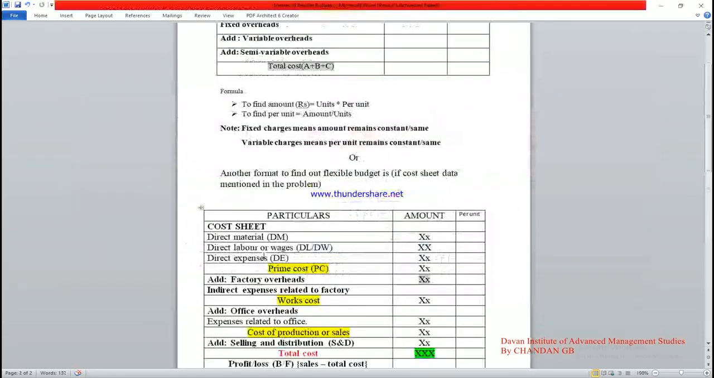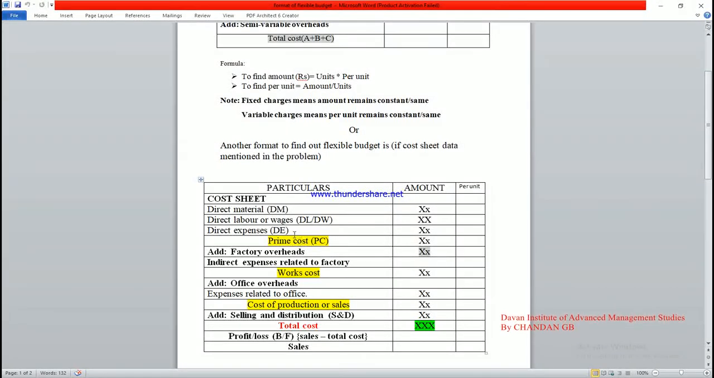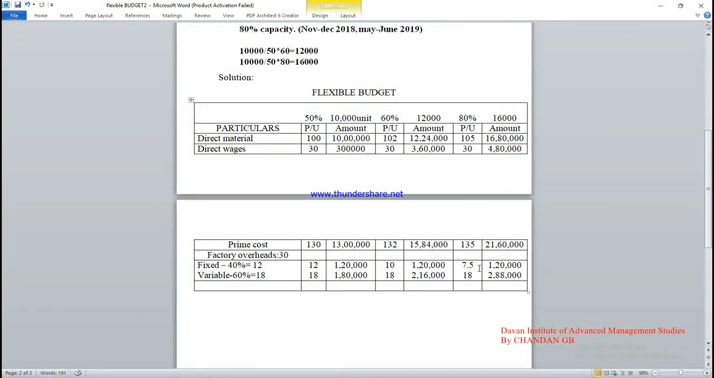Check out the format again. Out of the prime cost, add factory overheads, you will get the works cost. That is factory cost. So now you will get the works cost. The works cost is 130 plus 30. 130 plus 30 is 160. Like that, add all the amount in per unit.